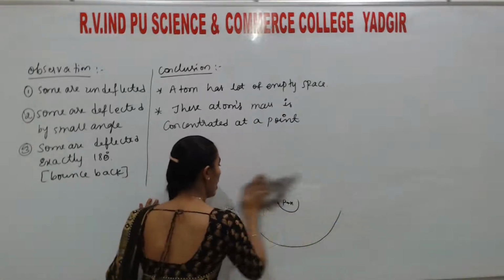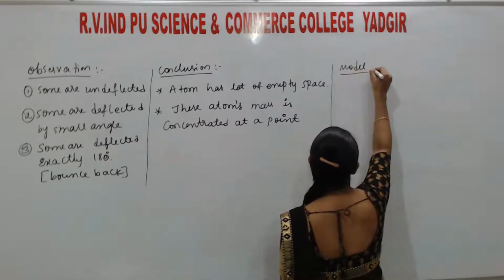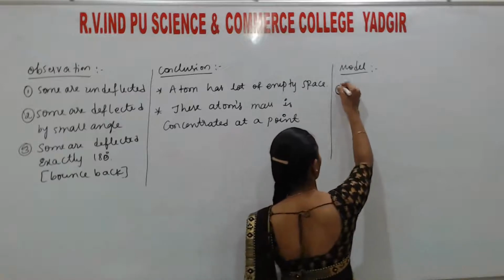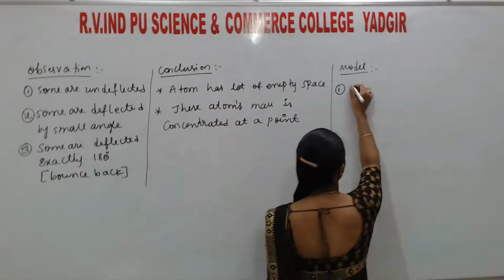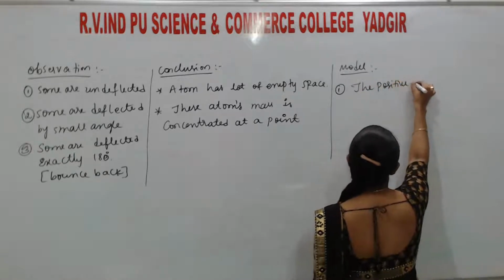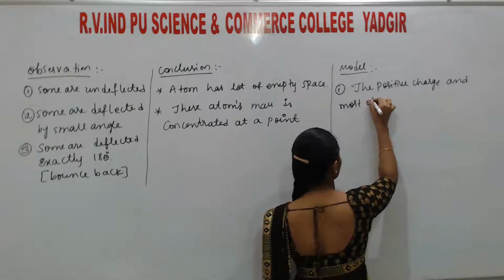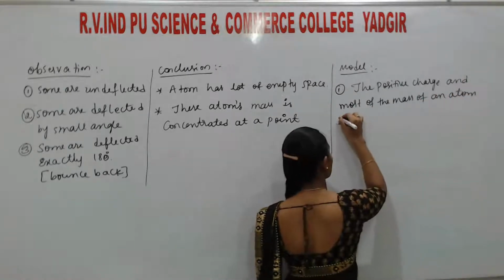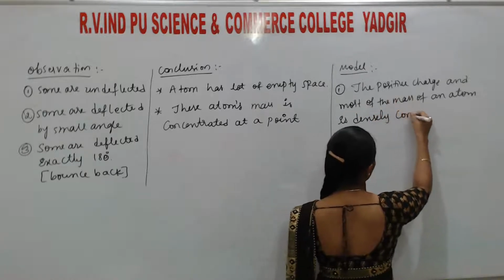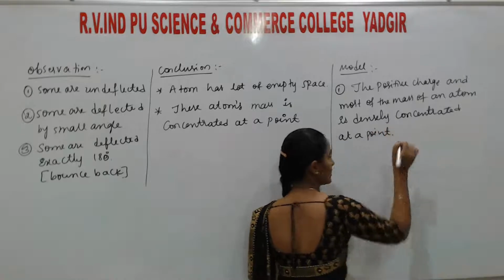Then after that, how did he suggest the model? This is the conclusion, this is the atomic model. In that atomic model, the positive charge and most of the mass of an atom is densely concentrated at a point. This is the first point of the model.